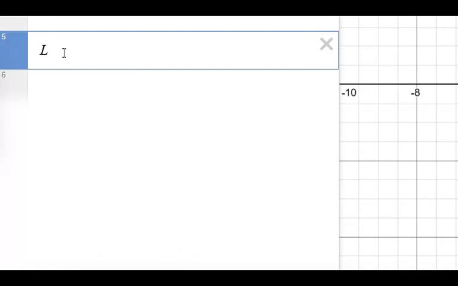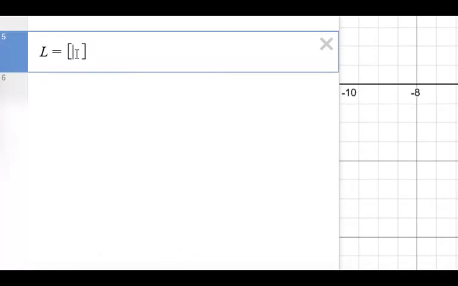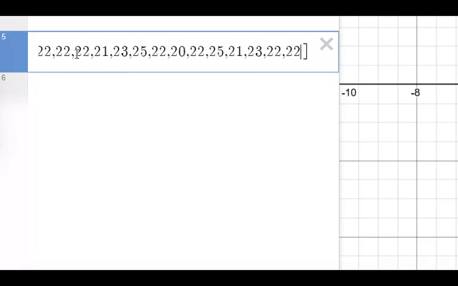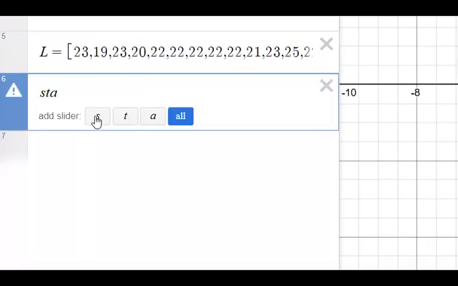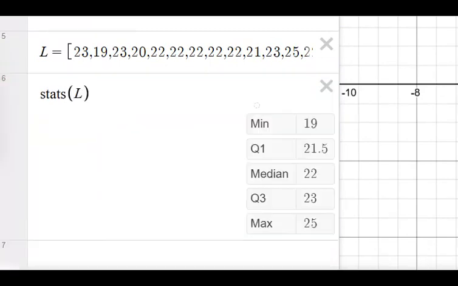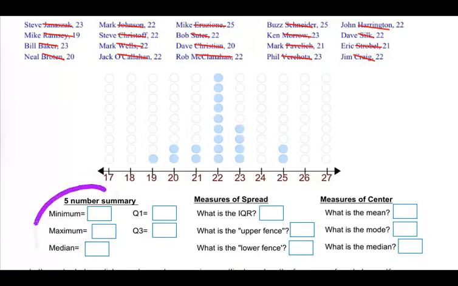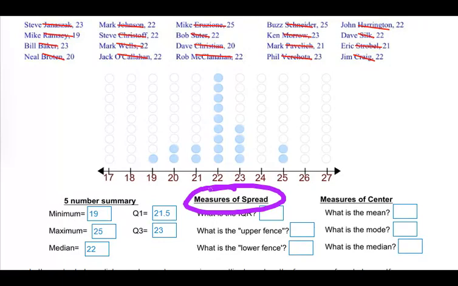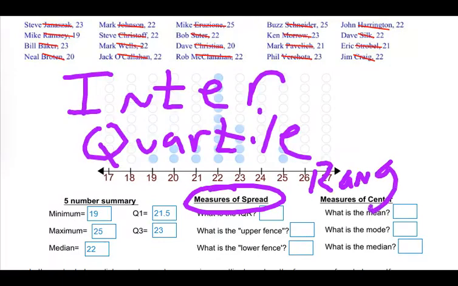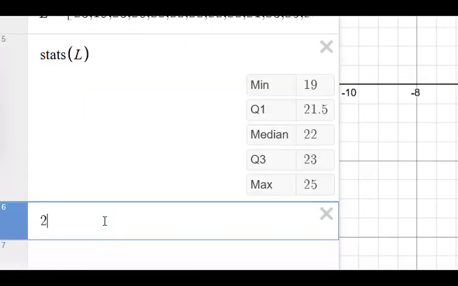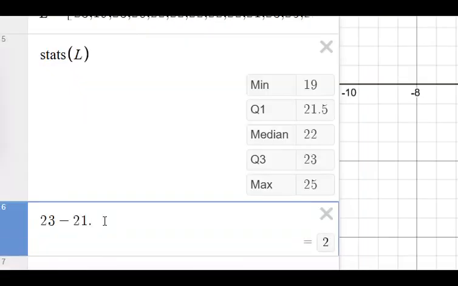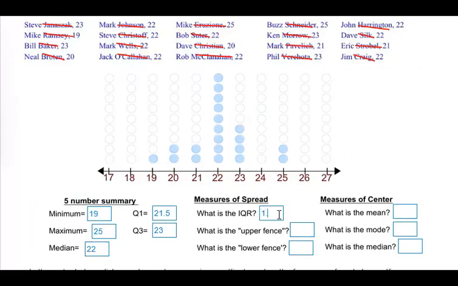Let's type capital L equals open close bracket and then hit Control-V inside the brackets. To find the 5-number summary, we type stats set L. We now have the 5-number summary at Desmos, so let's type them in at classwork. Now let's look at the measures of spread. The IQR is an abbreviation of interquartile range, and it is Q3 minus Q1, so the IQR is 1.5.